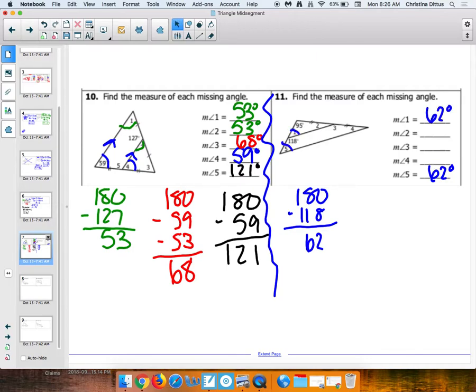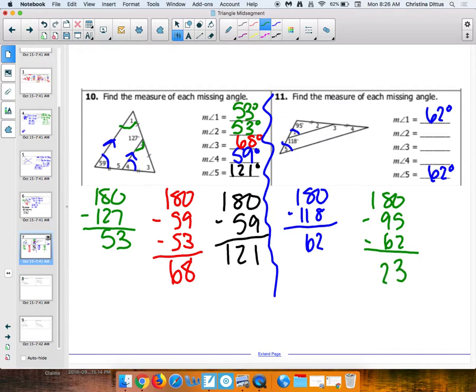Come on, other than Brendan, give me another angle to find. 2. Your name's still Brendan. I'll try and find 2. 180 minus 95 minus 62. How much is 2? 22 degrees.